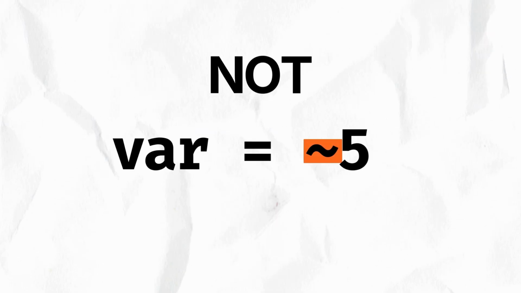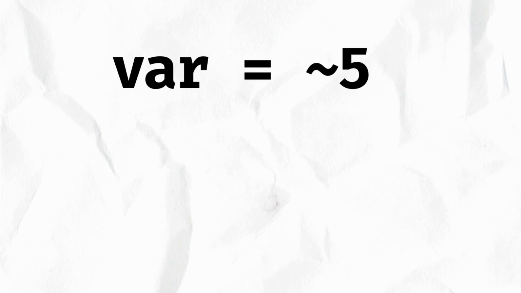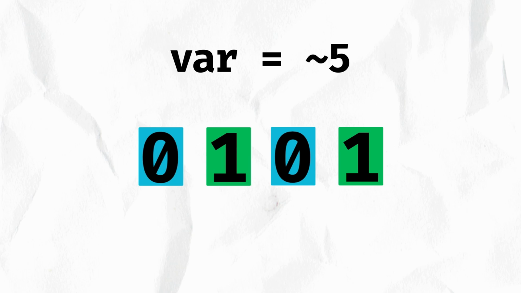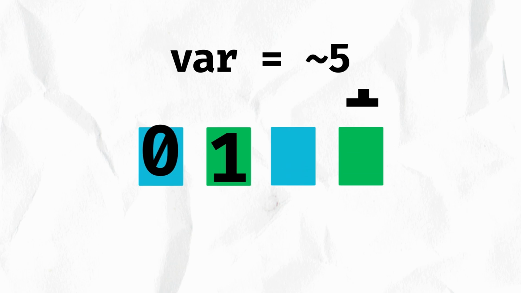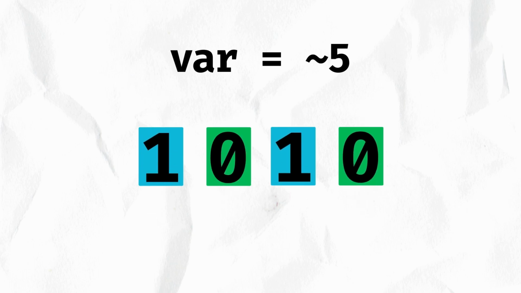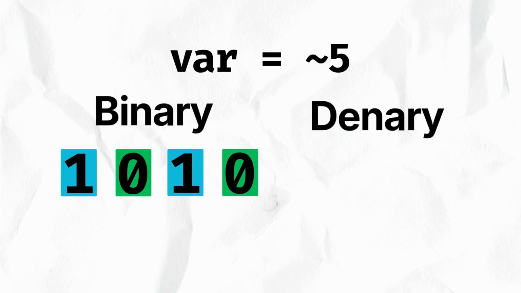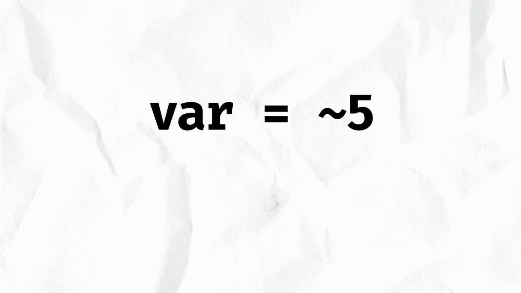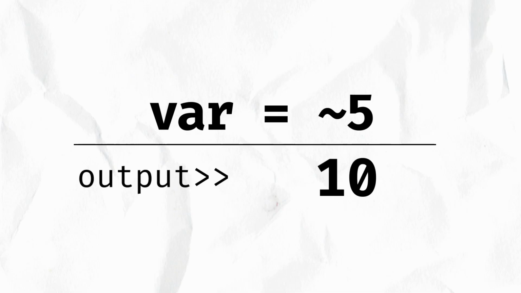The NOT flips all bits of a single number, turning 0s to 1s and 1s to 0s. Let's say we want to calculate NOT 5. The binary of 5 is 0101. Then for each of the single bits, we flip it: 1 to 0, 0 to 1. The result is 1010 in binary, which is 10 in denary. Thus, variable equals NOT 5 is equal to 10.